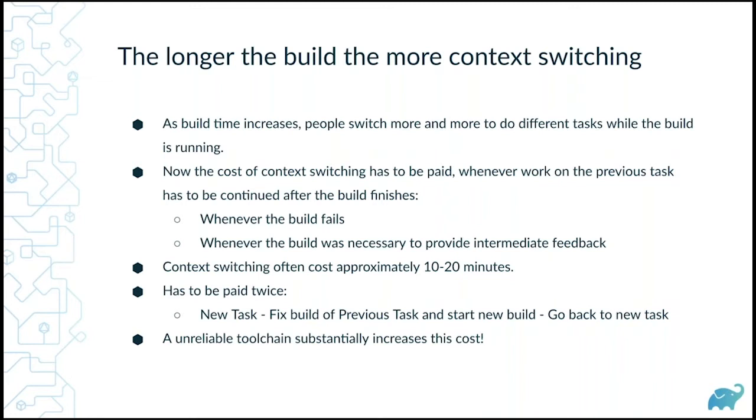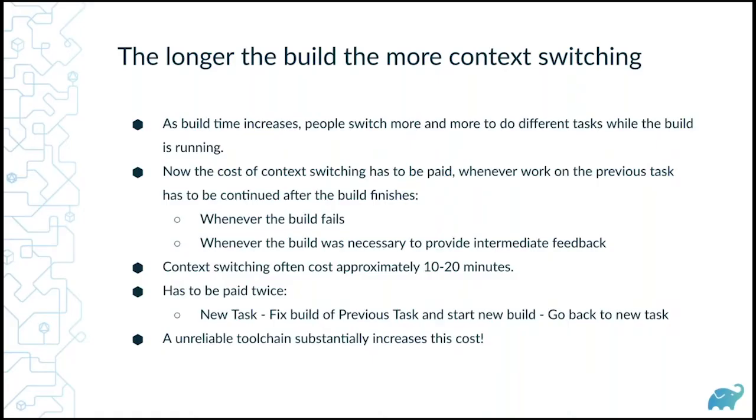And context switching often costs 10 to 20 minutes, right? It depends, of course, but it's a significant amount of time you have to pay for that. And it has to be paid twice, when you start with a new task, and then when you have to go back to the previous task. And again, an unreliable tool chain substantially increases this cost. Let's say you have a flaky test, so your build fails, you have to go back, you figure out, oh, it's flaky, everything was okay, then you have to go back to the new task, you get the idea.